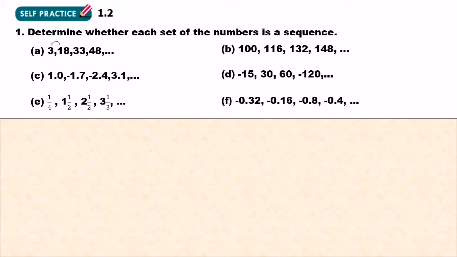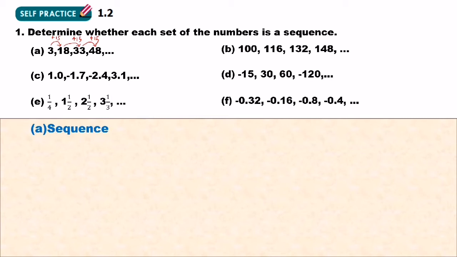18 minus 3 equals 15. So 3 plus 15 equals 18. 18 plus 15 equals 33. 33 plus 15 equals 48. So it is a sequence. B.